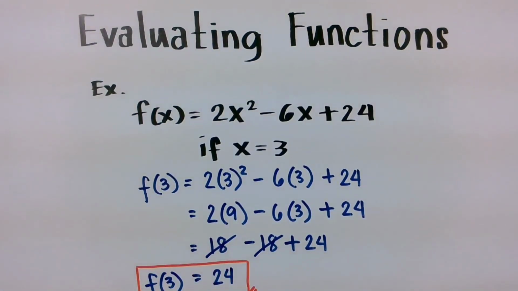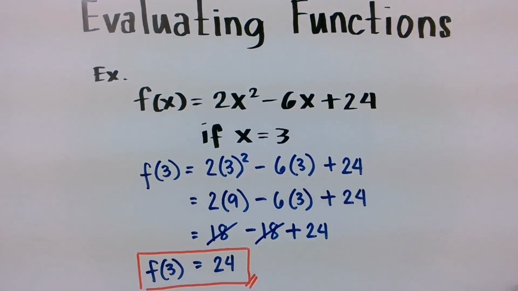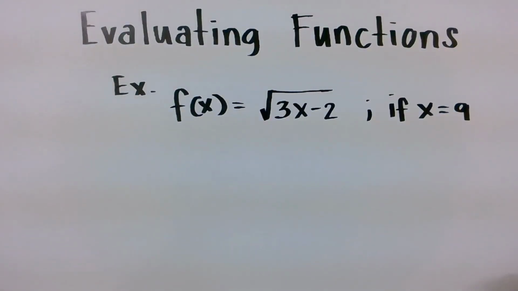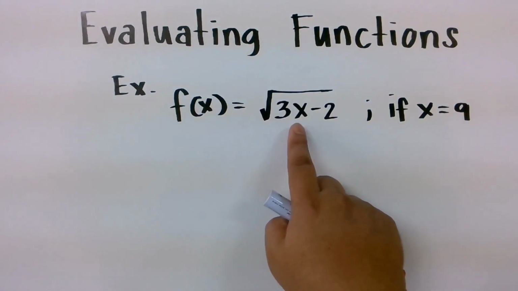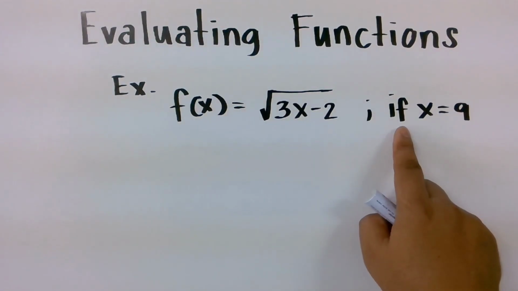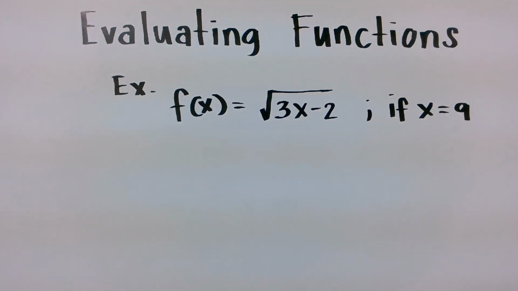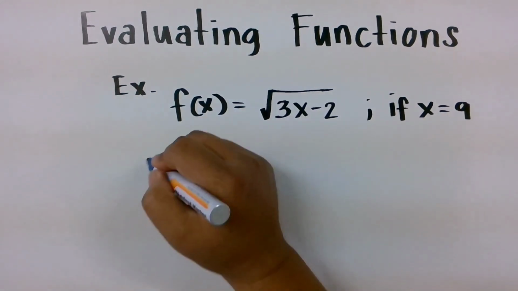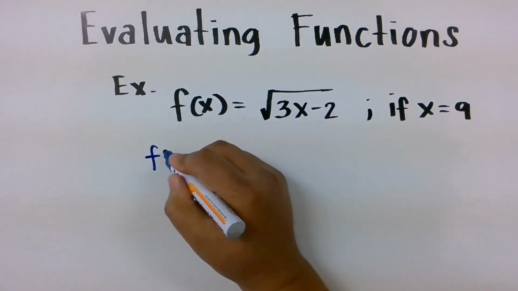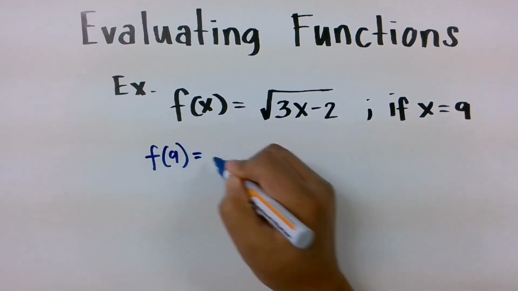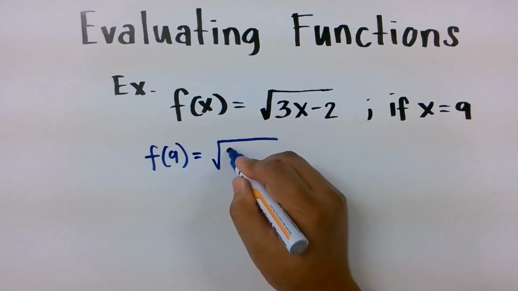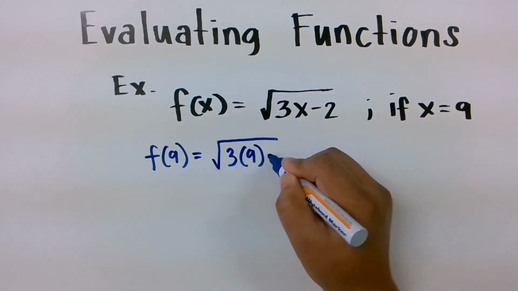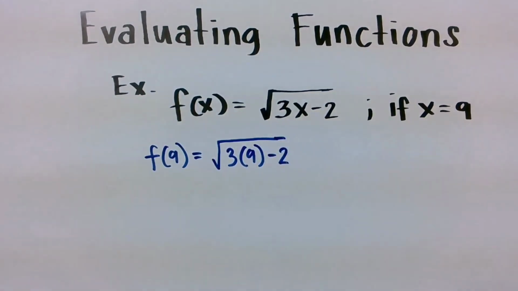So, okay, ayan na. Now, let's have another example. Okay, so in this example, we have f of x equals square root of 3x minus 2 if x is 9. Now, we will just simply substitute 9 to the x. Okay, so f of 9 equals square root of 3, then times 9 minus 2. We replace x with 9.